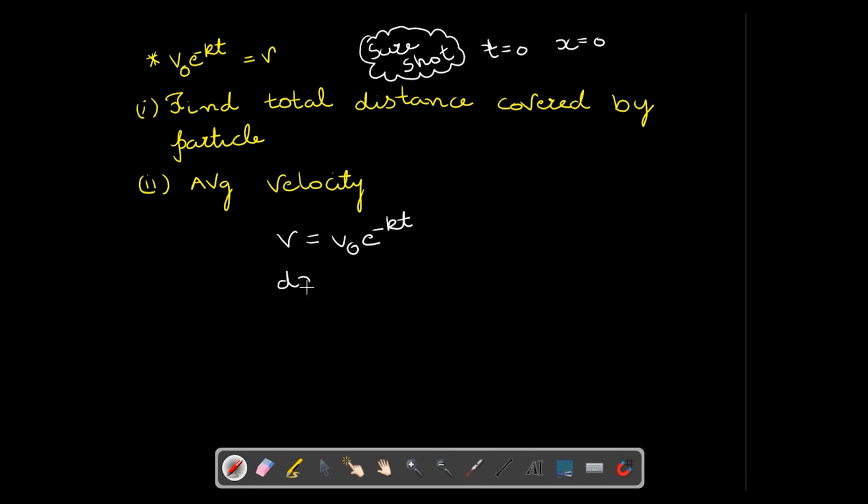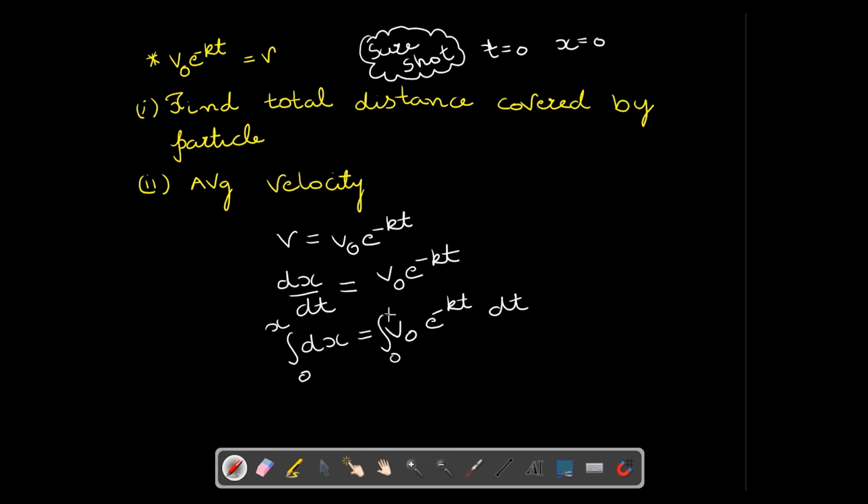Now v is equal to dx by dt. Now that is v naught into e power minus kt. Simple, right? So dx is equal to v naught into e power minus kt times dt. Now you all know how to do this. Just integrate between the limits 0 to x. At x is equal to 0, the time is 0. At x is equal to x, let's say the time is t.